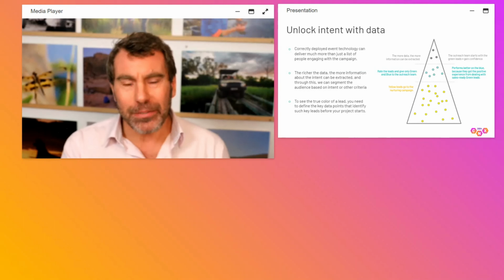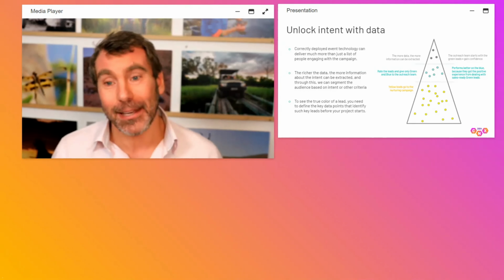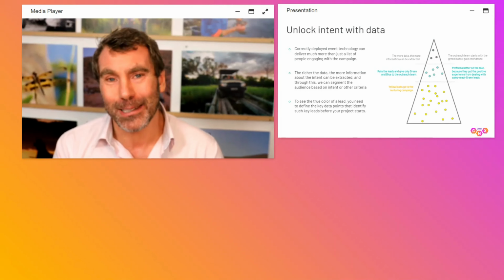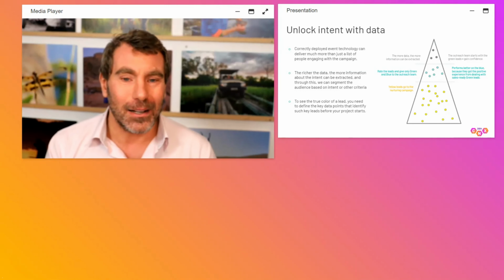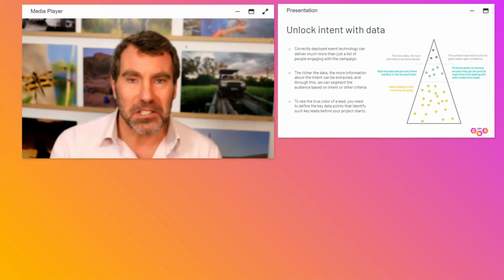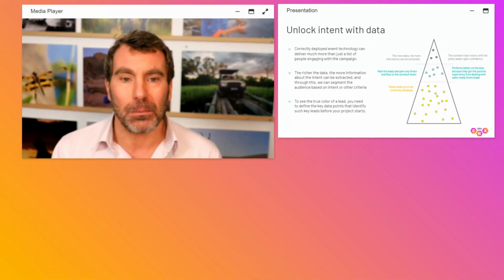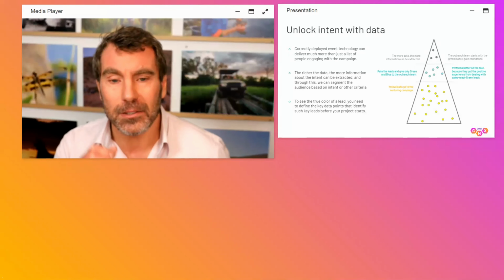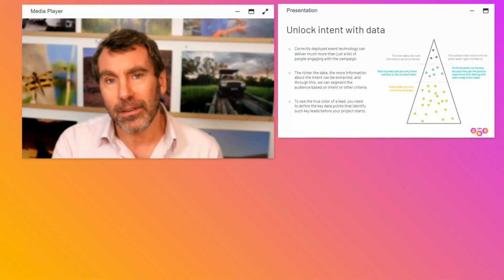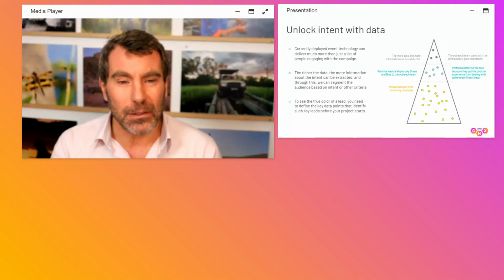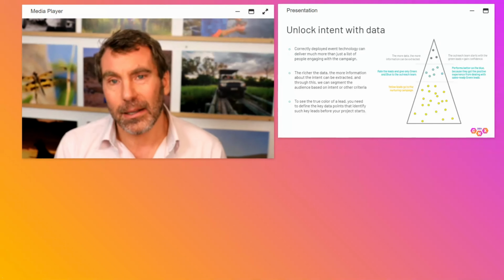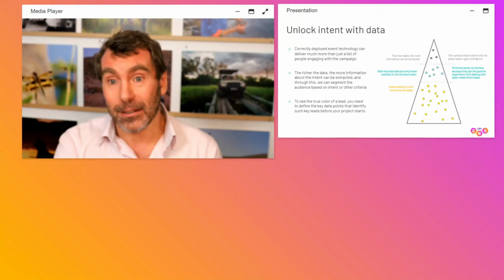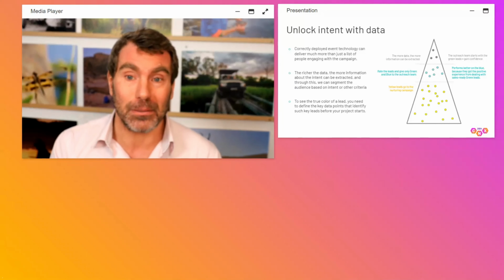So with this, the rectangle can become a pyramid, and you can unlock the intent of these leads. We're back to our lead generation campaign. If you have this rich data with all the different data points about the leads, you can then also see the true color of each lead, where you define the key data points that you know will identify that gold dust, right? So with the right data, you can segment that into a pyramid.